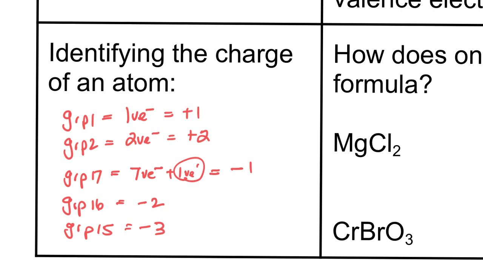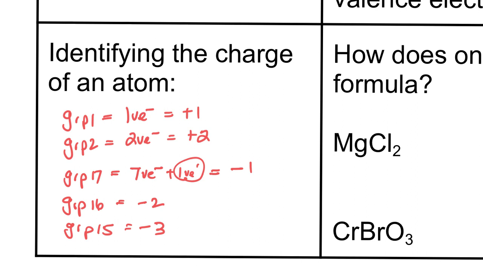Now, it's important to note here for the 3 groups, 17, 16, and 15, this only applies to the atoms that are going to be non-metals. If you have a metal in these groups, then that would be a positive charge, because those metals are going to be able to donate electrons.